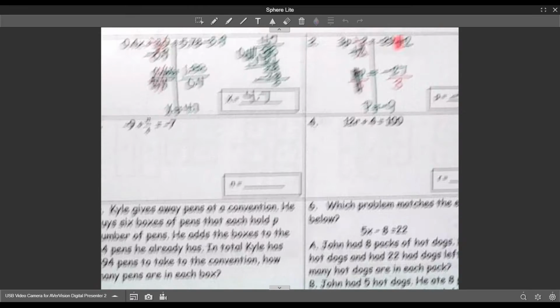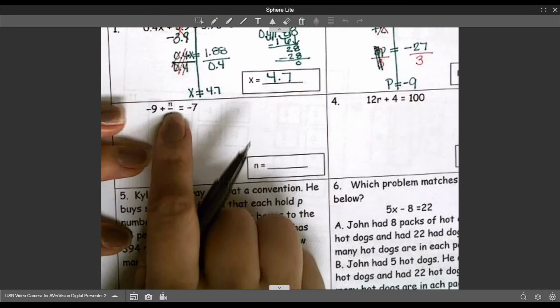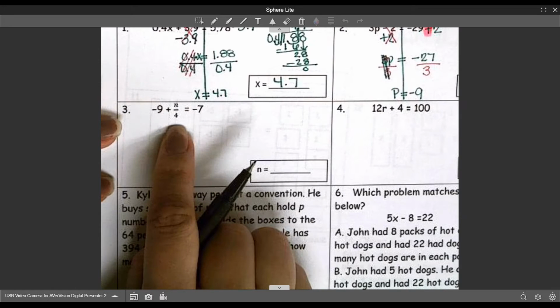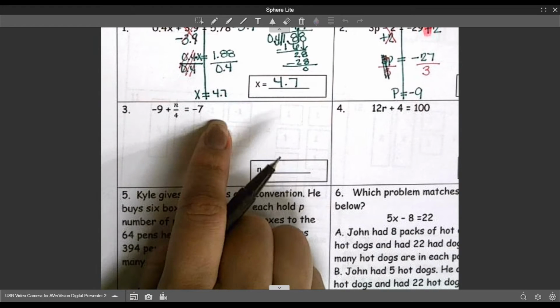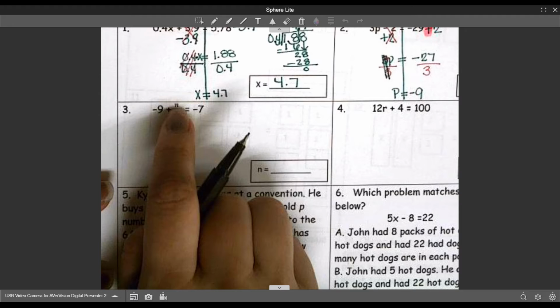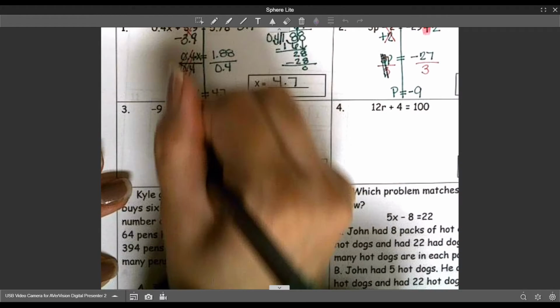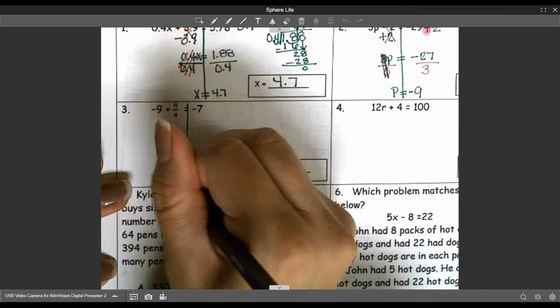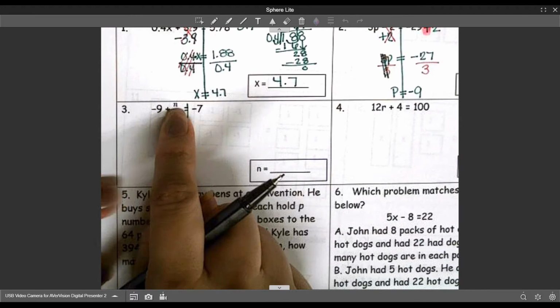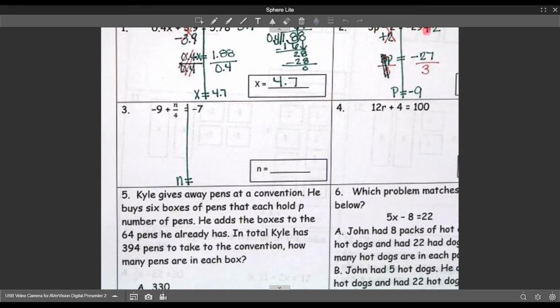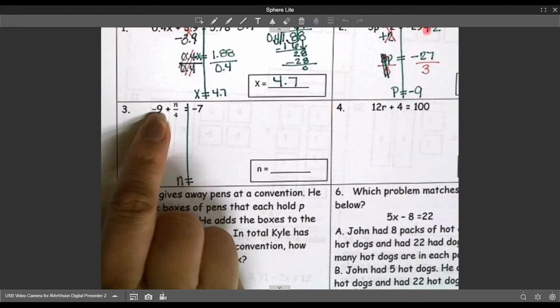Number 3. I have negative 9 plus n divided by 4 equals negative 7. So the first thing I'm going to do is create a line, and I'm going to put n equals, because that's my variable, the letter n. And what do I get rid of first? The negative 9 or that 4?